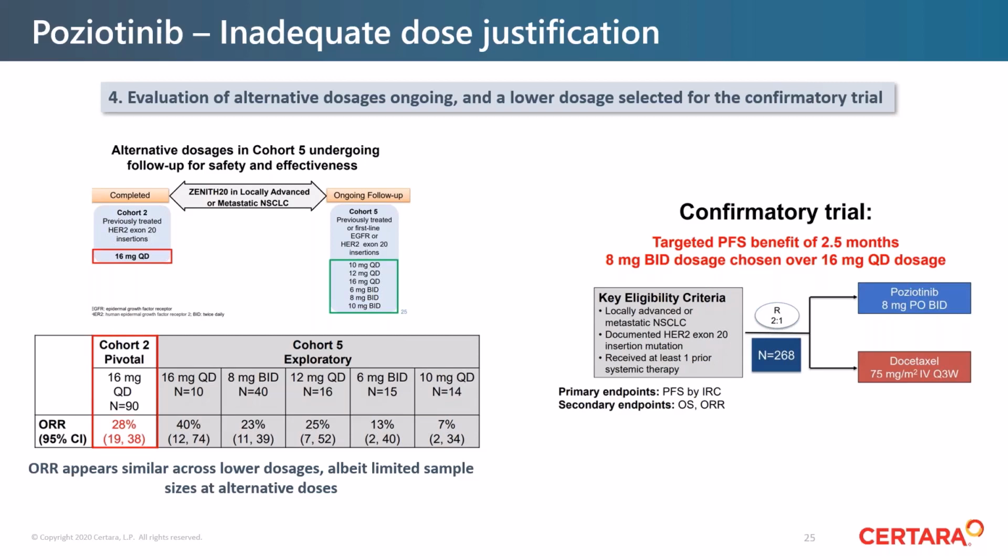So the sponsor took these findings into account, and now the ongoing confirmatory trial has started with a dose of 8 milligram BID instead of the initial proposed dose of 16 milligram QD. So based on that, we may be able to see later on if the split of the dose was able to mitigate the toxicities of the drug.